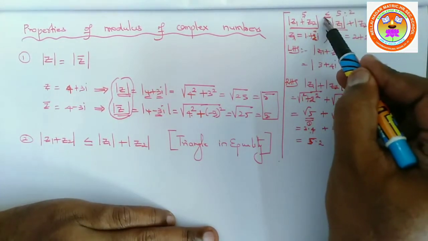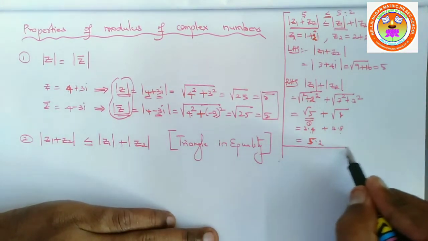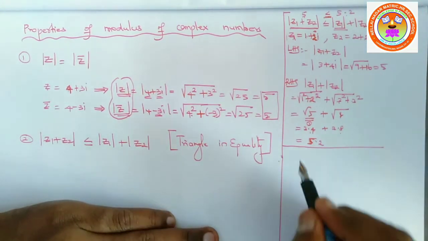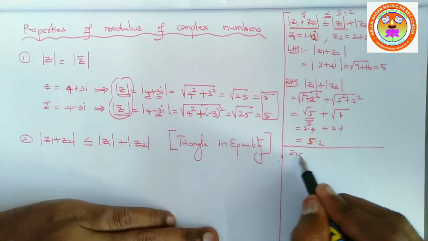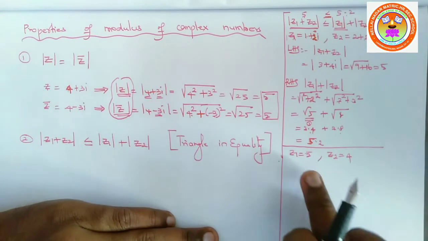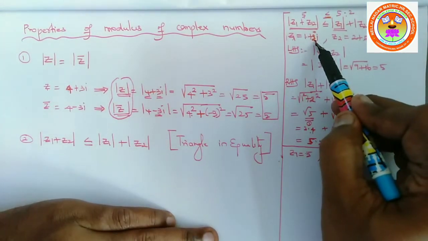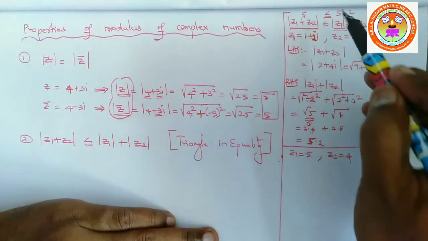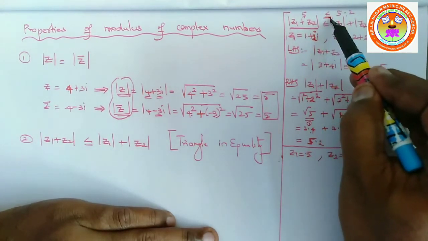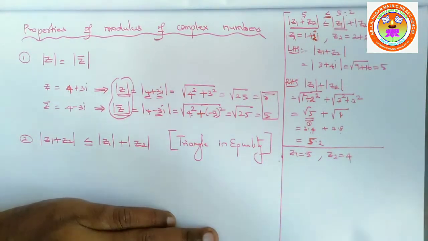So when will the answer be equal? When the numbers are only real. For this also I am going to give you an example. For example, z1 is equal to 5 and z2 is equal to 4, only real numbers present. If both real and imaginary parts are present, the answer will be strictly less. The equal symbol holds when only real or only imaginary numbers are present.